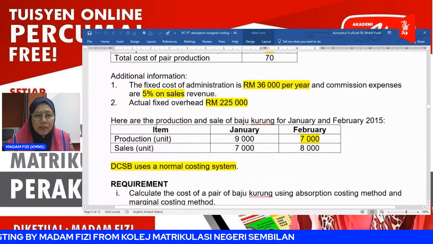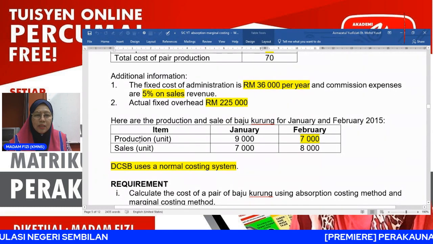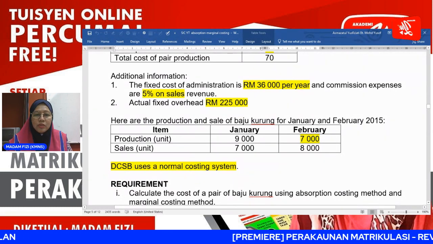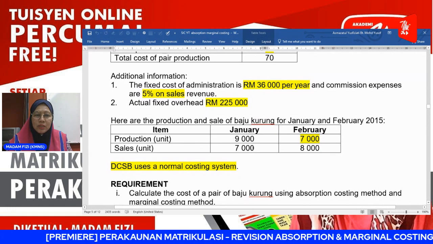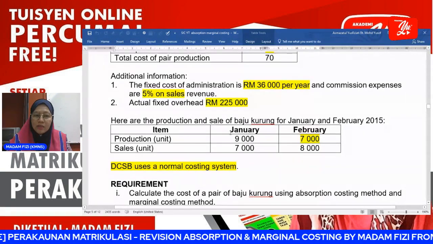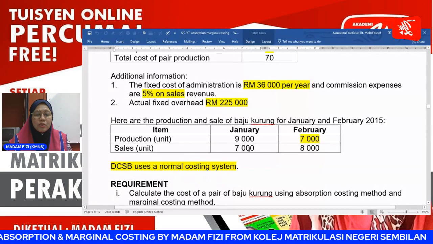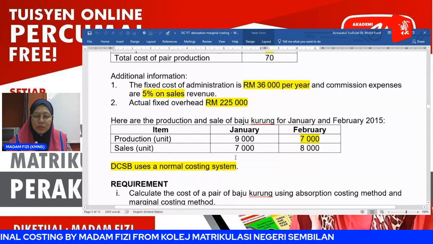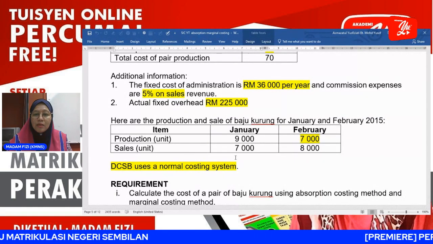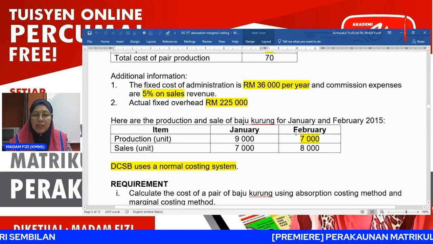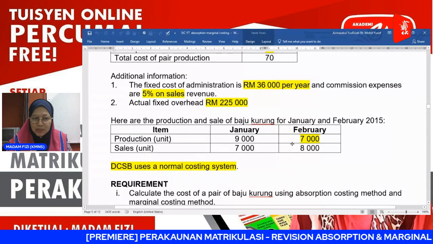Here are the production and sales of baju kurung for January and February 2015. The production for January is 9,000 and the sales is 7,000. So what does that mean? What is the ending inventory in January? 9,000 minus 7,000, so the ending inventory is 2,000. The ending inventory in January will be the beginning inventory in February. So the beginning inventory in February is 2,000.